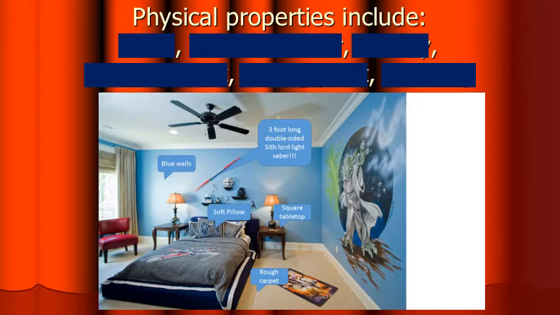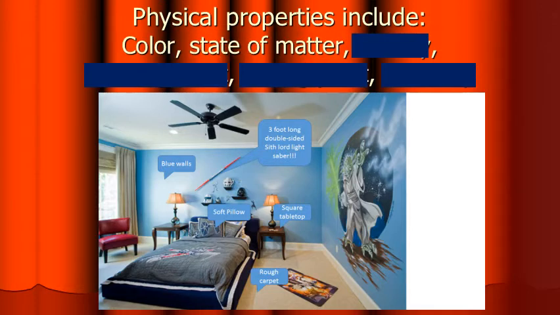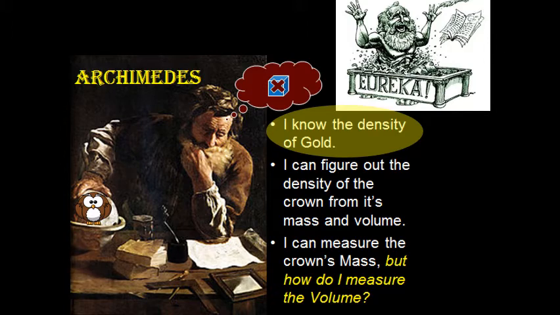So what are physical properties? Well, physical properties include things like color, state of matter, density. When we talk about density, you might remember Archimedes, right? And the naked old man guy, right? And his quest to figure out whether the king's crown was really made of gold. And one of the things that he knew was the density of gold, which tells you something.